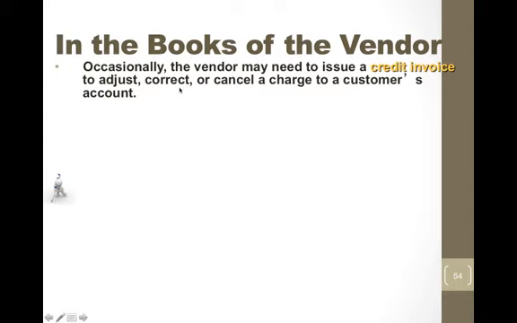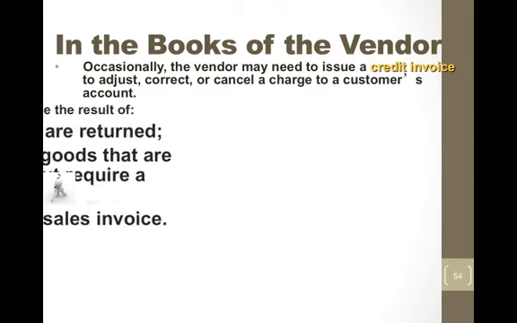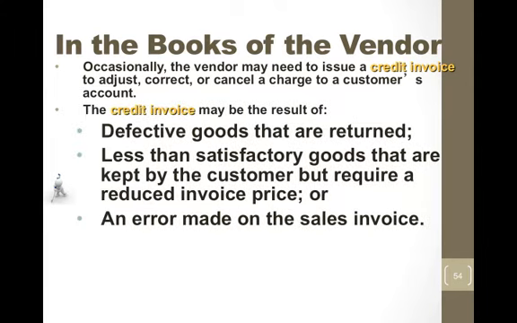Occasionally, the vendor may need to issue a credit invoice, and this would be to adjust, correct, or cancel a charge to a customer's account. This may be the result of defective goods that are returned. So if you buy something and it's broken, you don't want to keep it. Obviously, you want your money back. Or it may be less than satisfactory goods that are kept by the customer but require a reduced invoice price.